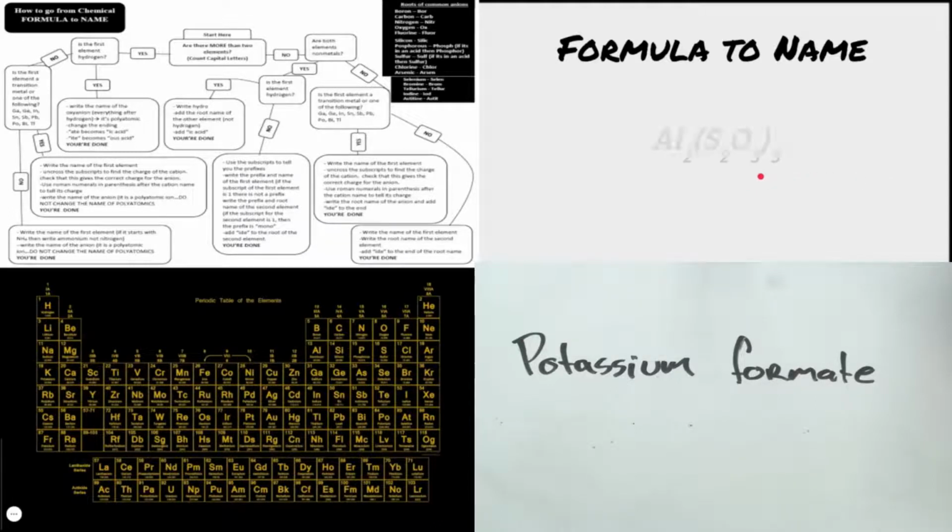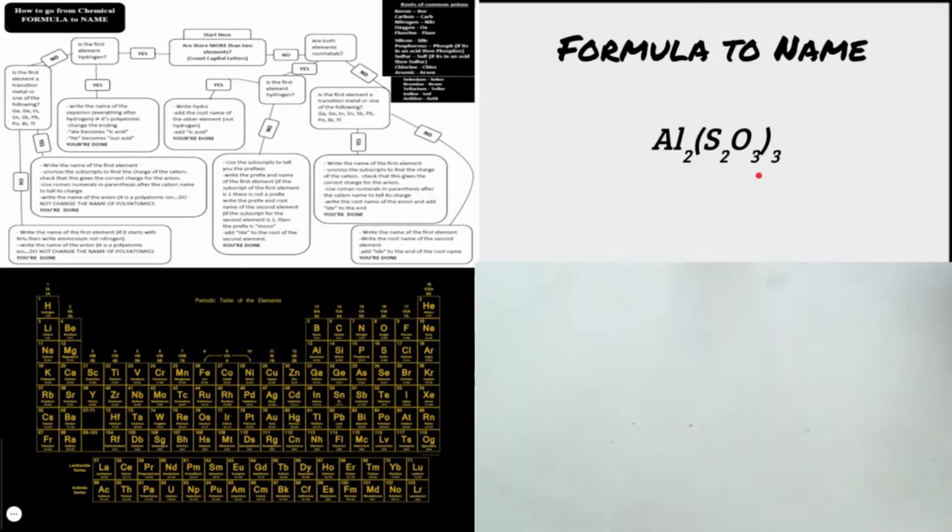So now I have my next example. We have Al2S2O33.